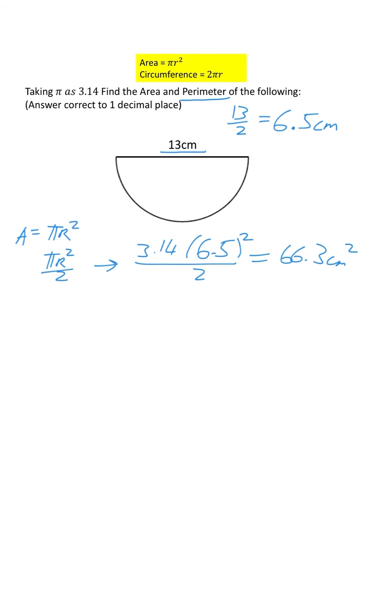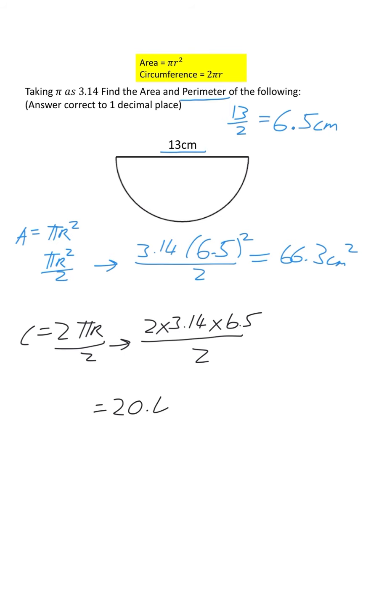Now, for perimeter, I'm going to use the circumference formula. So 2 times pi times radius. Since it's half a circle, I'm going to be dividing this by 2. So we have 2 times 3.14 times 6.5, all divided by 2. And that is equal to 20.41.